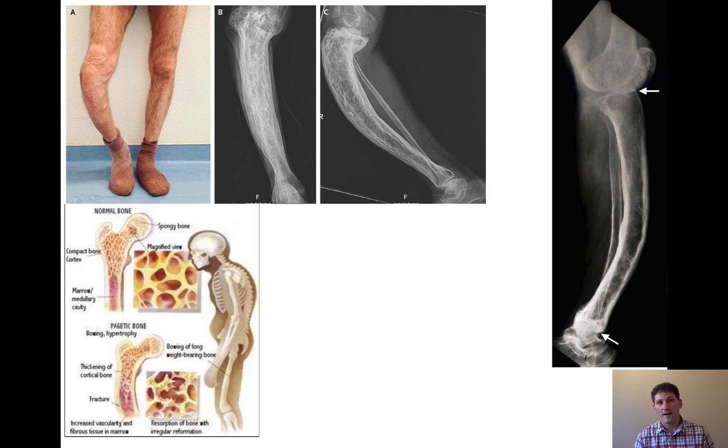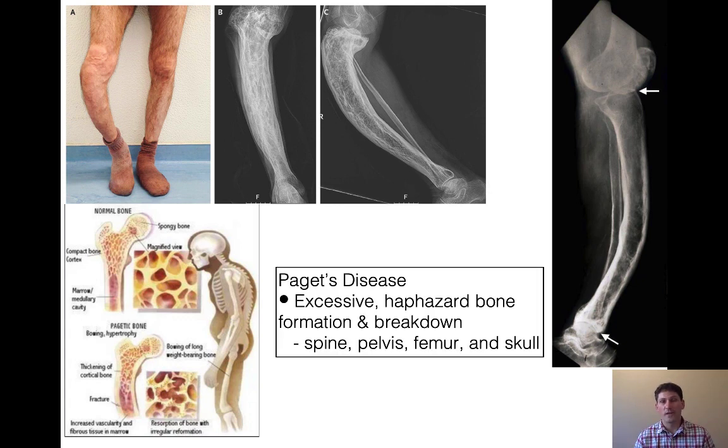So we have excessive bone breakdown and sort of disorganized bone deposition, which causes these abnormal curvatures to the bones. We tend to see higher ratio of spongy bone to compact bone, and a loss of that mineralization of the bone as well.